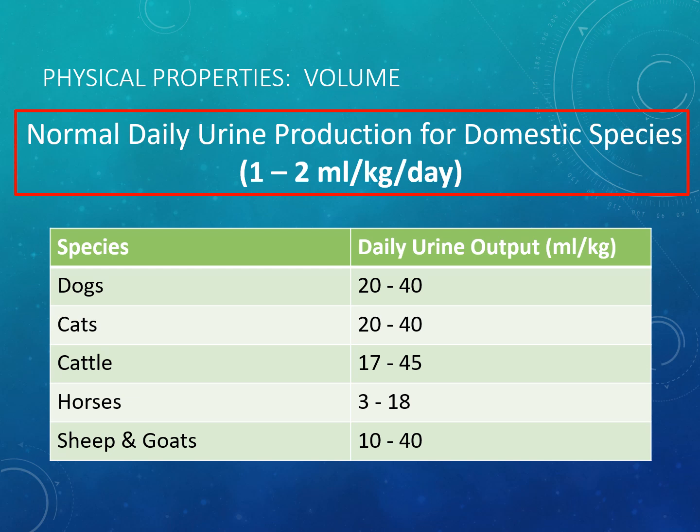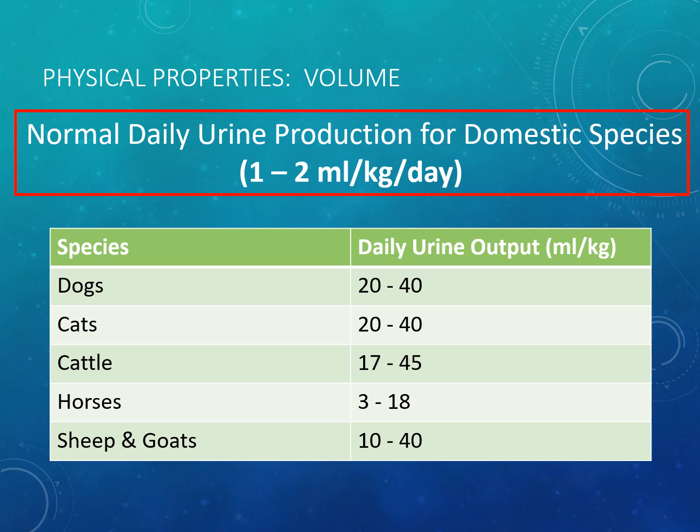Okay, so for urine volume, we want to be able to determine if an amount is too much. So is this animal producing more than the normal amount of urine or less? So we have to know what normal is. And the normal amount of urine for animals and domestic species works out to be 1 to 2 milliliters of urine per kilogram of weight per day.